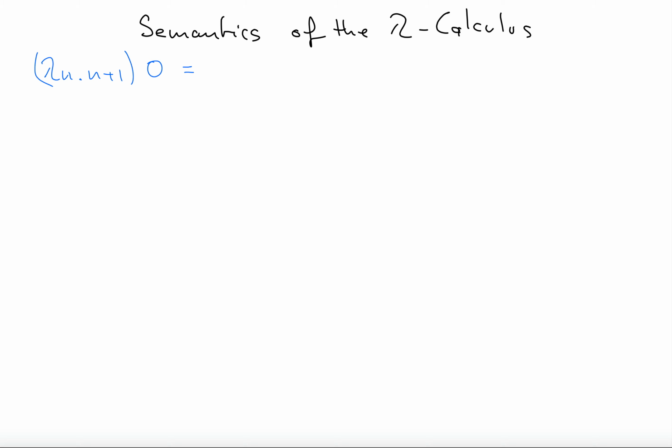And if you write lambda n.n plus 1 applied to 0, then we expect some kind of computation. We do 0 plus 1, and then 0 plus 1 is 1. So the task in front of us is really to justify the first of the two equations.